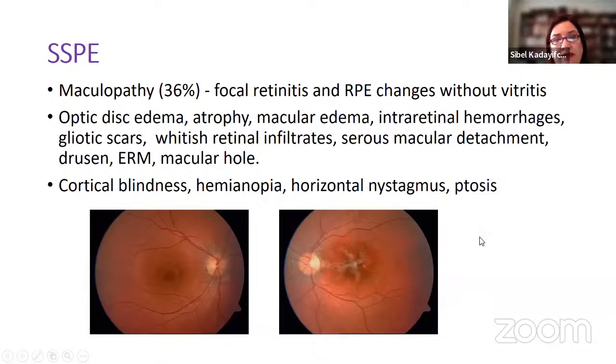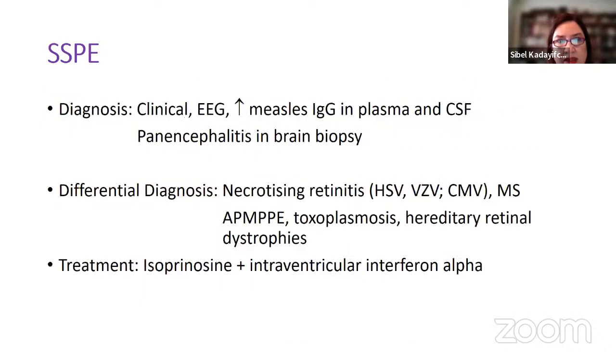I don't know what happened later on. Optic disc edema, atrophy, macular edema, intraretinal hemorrhages, gliotic scars, whitish retinal infiltrate, serous macular detachment, drusen, epiretinal membrane, and macular hole have been described in these cases.